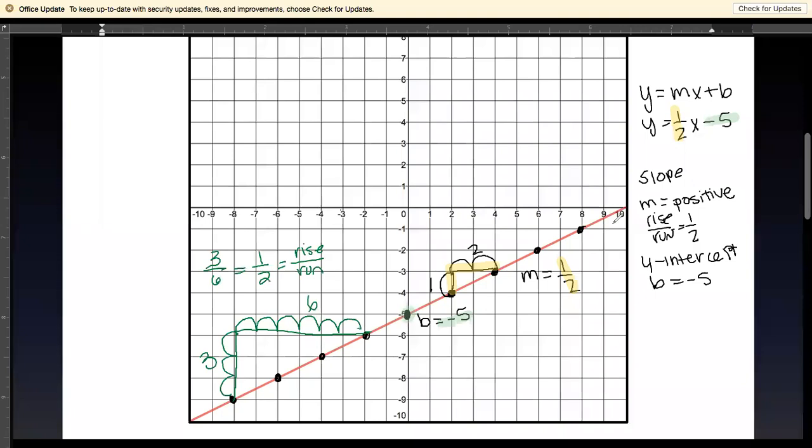Yes, ma'am? Why would it be the -5 and not the 10 on the x? Because this is the x-axis. So the b is the y-intercept, so it's on the y-axis. Good question. And that's one of the main mistakes people make. They're like, wait, why not this on the x? Because it's only asking for the y-intercept. Wait, so is that a 3 or a 6? It's 3/6.